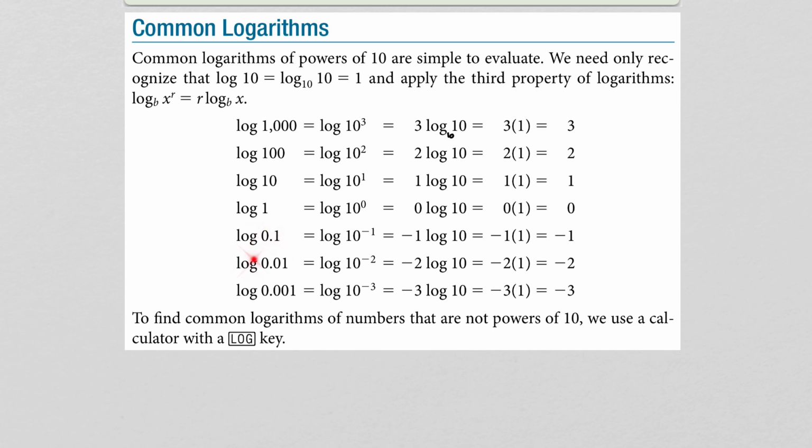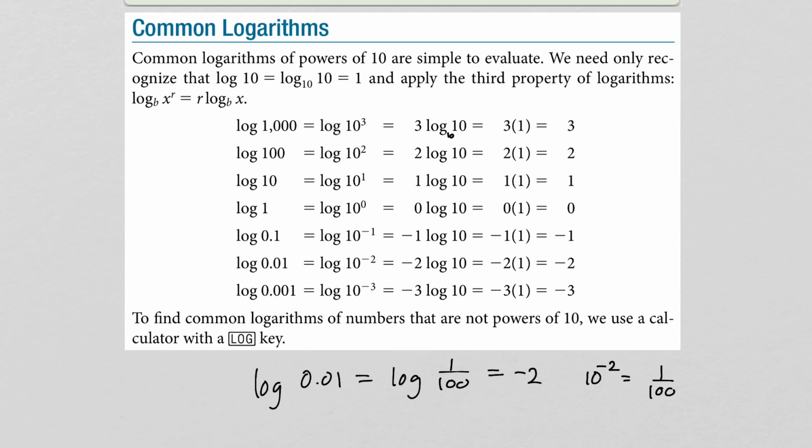Now, when you get into decimals, it's a little bit trickier. So, for example, if you think of log of 0.01, remember that 0.01 is the same as 1/100th. And this has to be -2 because we know that 10 to the -2 power is equal to 1 over 100.